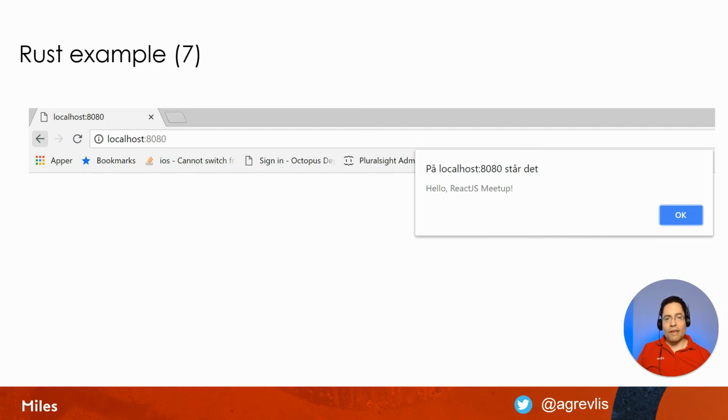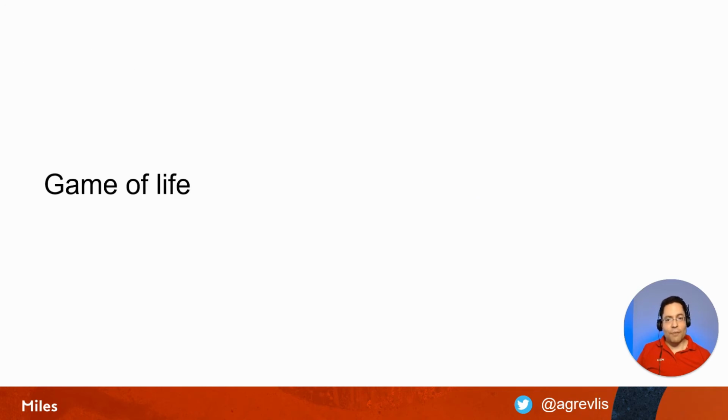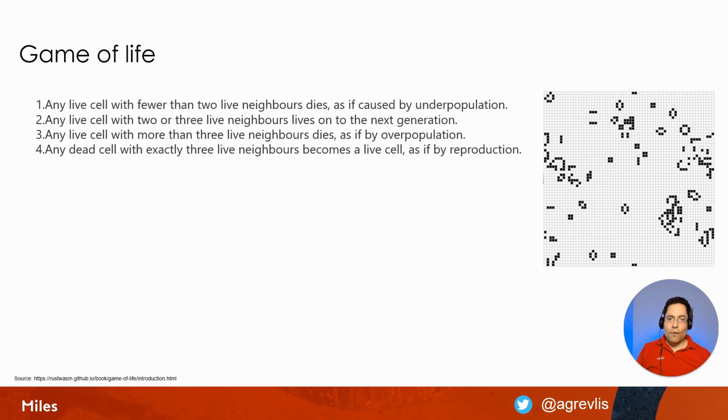So these were some introductory examples here, but now I'm going to give you a little bit more involved example here called Game of Life. So Game of Life is sort of a simulation where you have a game board, and then you have different types of cells that can either be live or dead. So there are some four rules that define this simulation game.